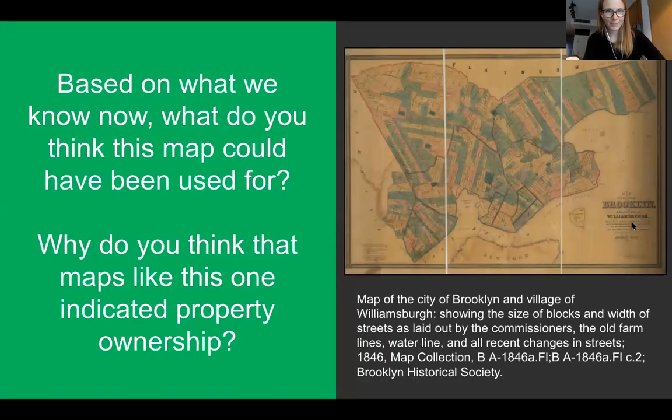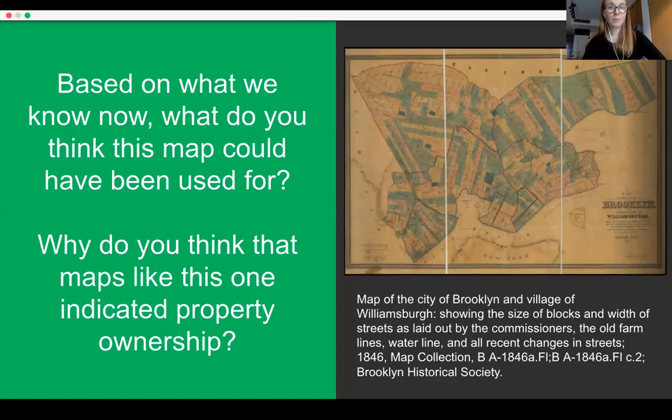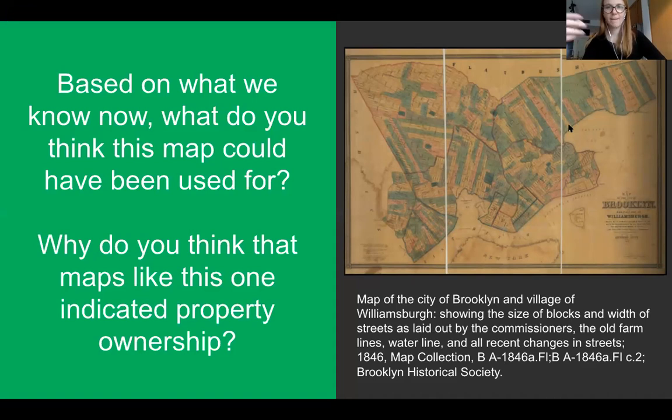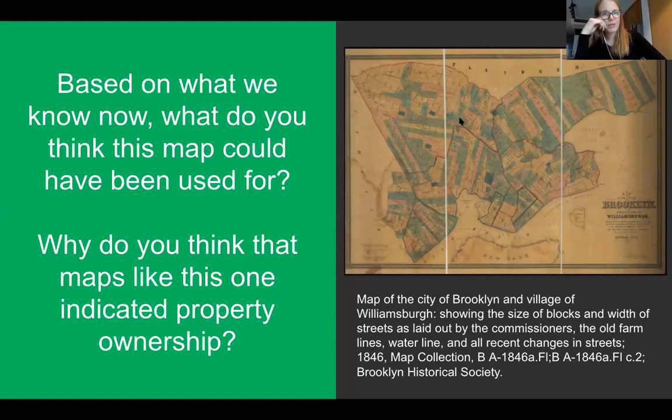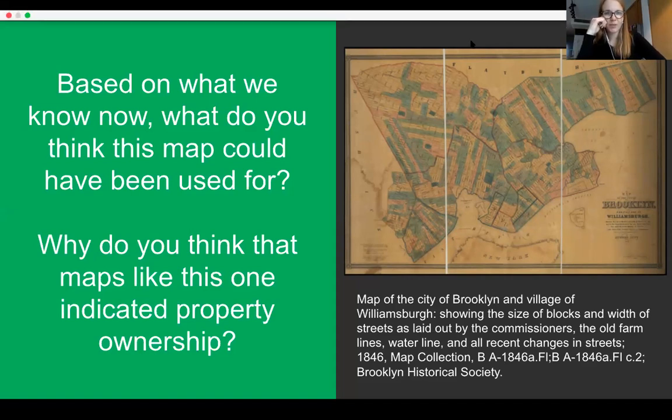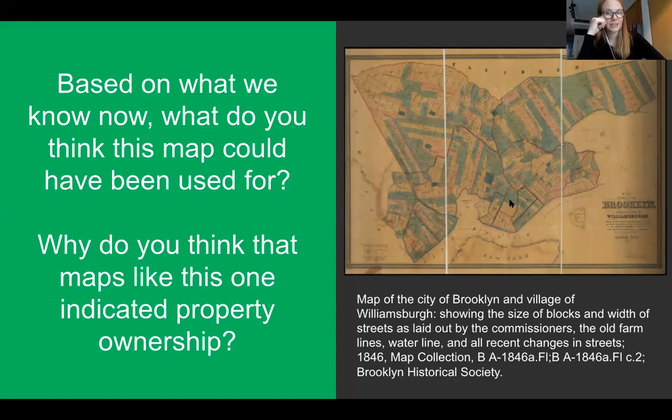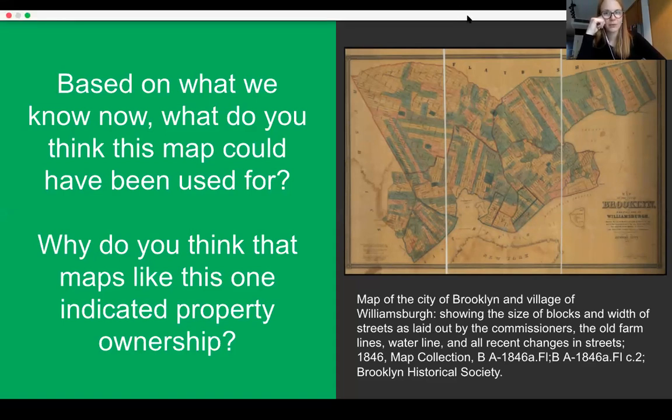We're back at this map we were looking at. And remember, this is a map of the city of Brooklyn and the village of Williamsburg, showing the size of blocks and the width of streets laid out by the commissioners. Farm lines are property lines. Water lines, recent changes in the streets. So based on what we know now, what do you think that this map might have been used for? And why do you think that maps like this would indicate property ownership?